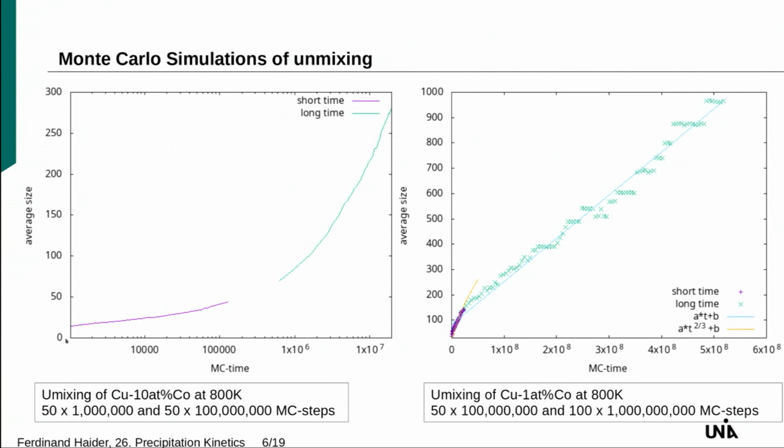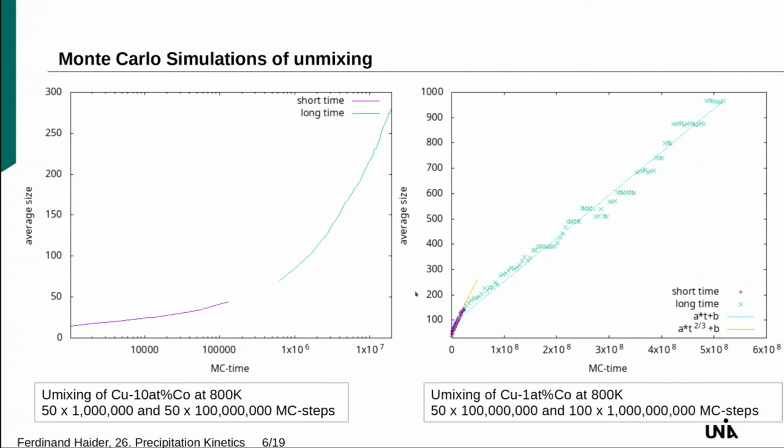So here you see the average size as a function of Monte Carlo steps. This is all done with this residence time algorithm, and I was too lazy to take out the true Monte Carlo times. This is for a short number of steps here, 100,000 or so, and this is for this large number. And the average size, you see, it increases.